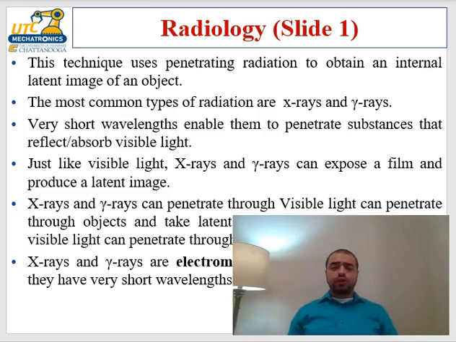Again, just like visible light, X-rays and gamma rays can expose a film and produce a latent image. In other words, visible light can penetrate through glass, and you can take an image of whatever object is behind the glass. The same thing here: X-rays can penetrate, for example, plastic, and they can see whatever is behind the plastic sheet or obstacle.